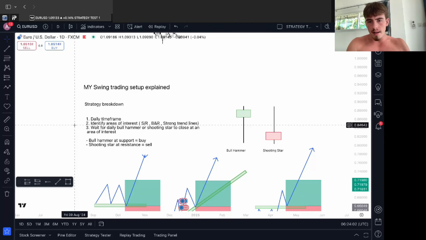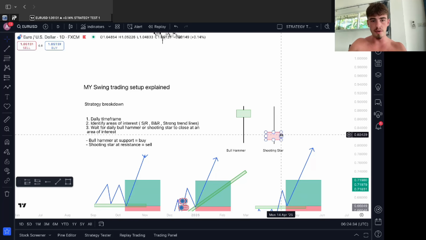All right, guys, let's get a little bit more into the details of this strategy, okay? Like I already mentioned, we are going to be using primarily the daily time frame to find our trades. The first thing we're going to do is identify areas of interest: support and resistance, liquidity, and strong trend lines. We are then going to wait for a bull hammer for buys at support, at a trend, or at a break and retest, and we're going to do the opposite for a shooting star.